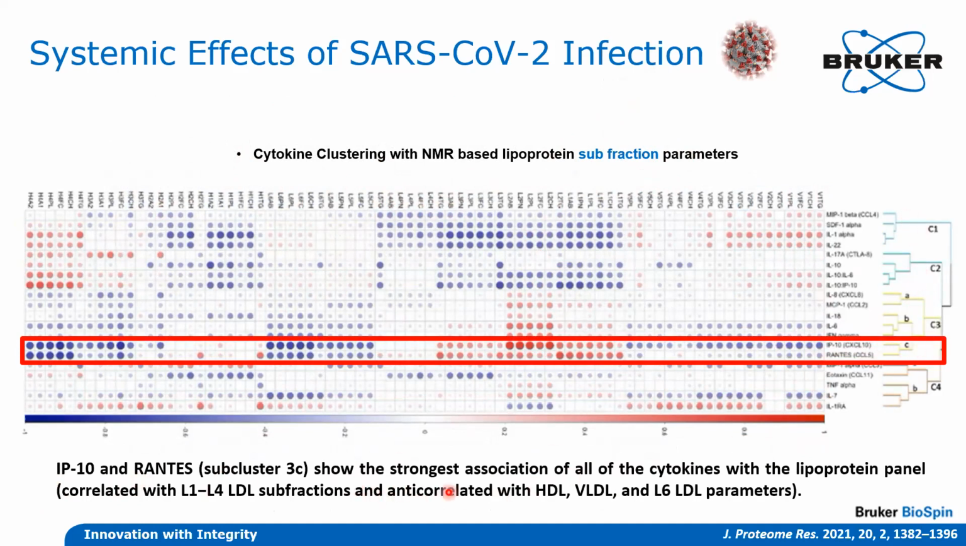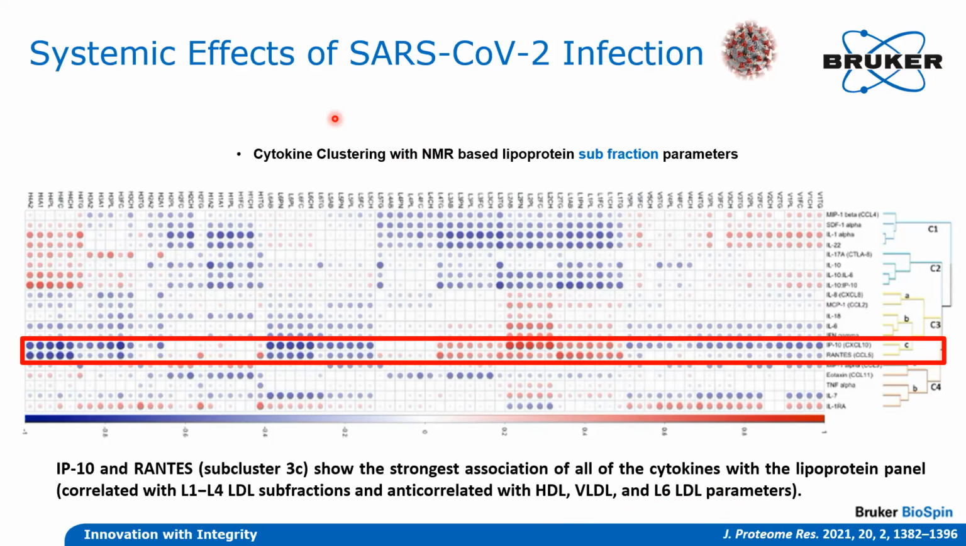So these show the strongest associations with all the cytokines with the lipoprotein panel. It means that it can link to the lipoprotein. For example, it can link to the L1 to L4 LDL subfractions and anti-correlate with the HDL, VLDL, and the L6 LDL parameter.